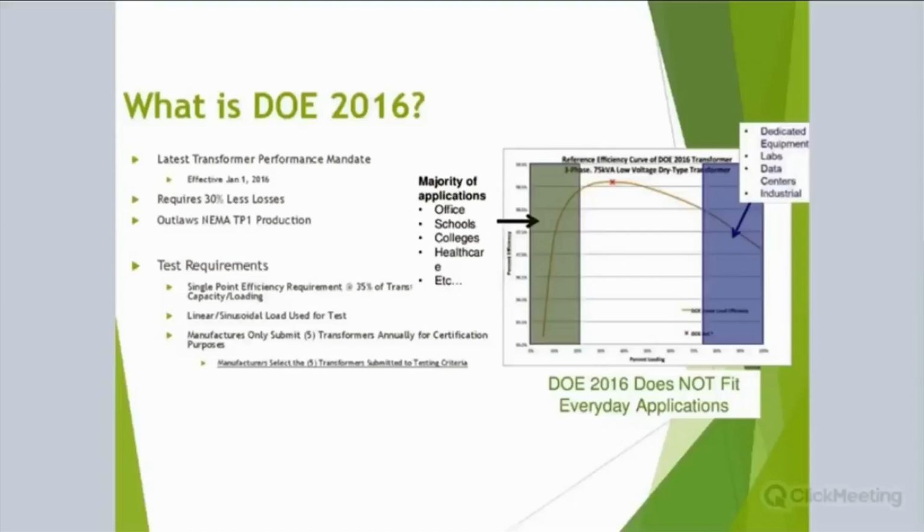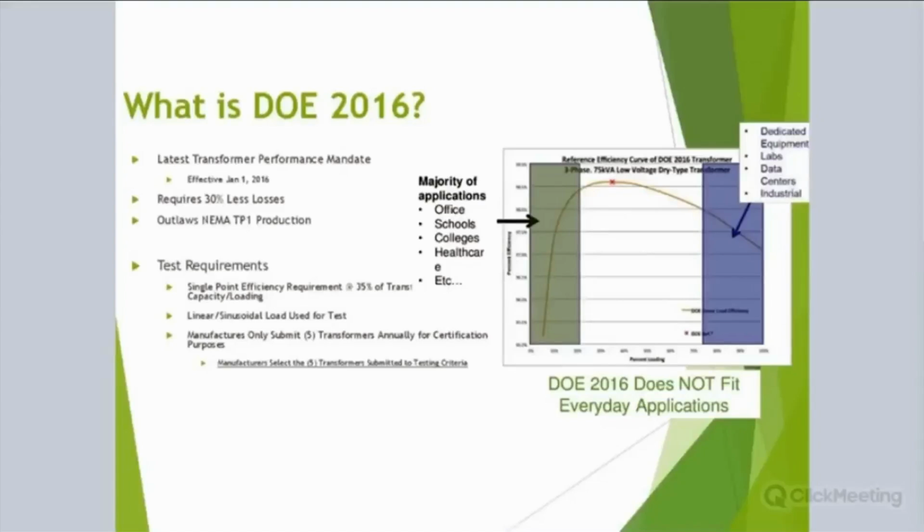The Department of Energy 2016 mandate outlawed what was called the NEMA TP1 product, which was an attempt, but a failed attempt at making more efficient transformers by manufacturers because there was no authority overseeing that.